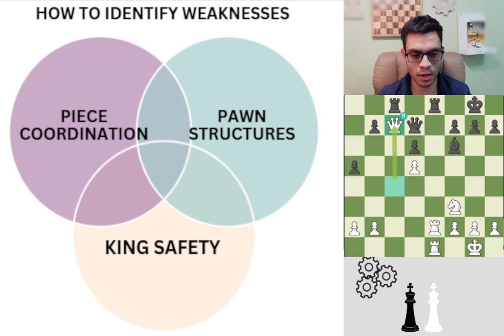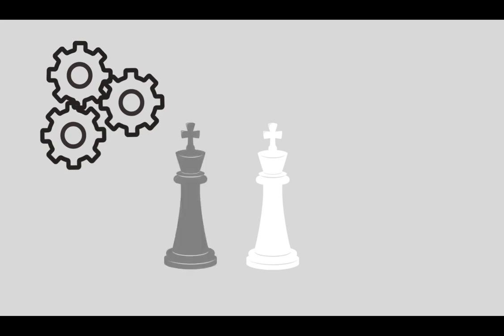Some of these areas overlap, so you might find a weakness that is piece coordination and at the same time pawn structures. I recommend you rewatch the video and pause at any time you feel like, oh wait, what is happening in this position. First identify the weakness, name the weakness. It can be, oh, the rook is misplaced, or the pawn structure, and then find the move. I hope you like this one. Let's start.